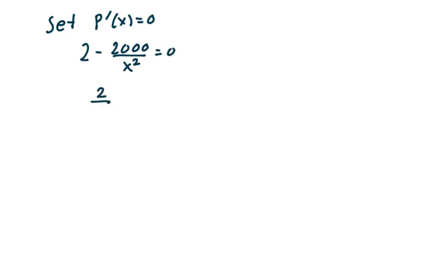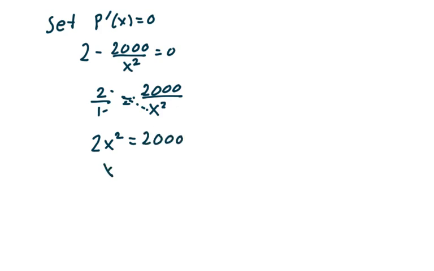From here, set P prime of x equal to 0. So 2 minus 2,000 over x squared equals 0. So 2 over 1 is 2,000 divided by x squared. Now, can we see that I can cross multiply? And when I do, I get 2x squared equals 2,000. Dividing both sides by 2, we get x squared equals 1,000.